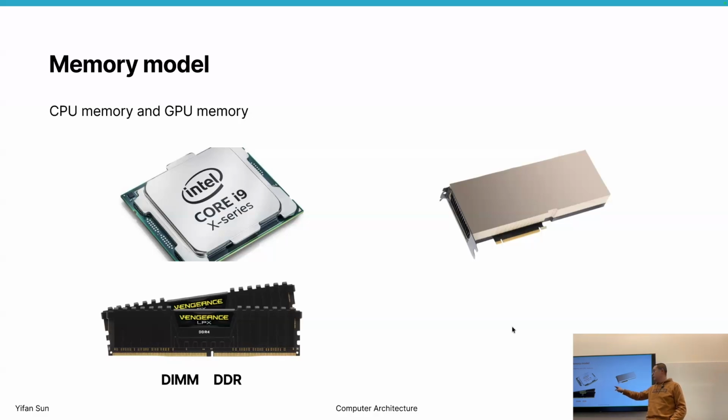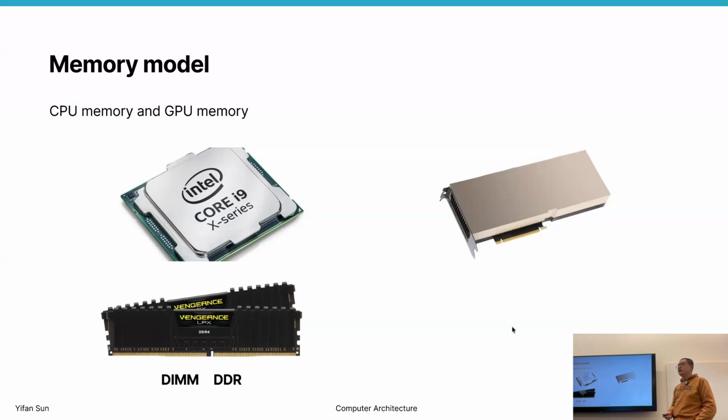DDR stands for double data rate RAM. Okay. RAM is random access memory. So what is double data rate? That means it can perform read and write operations on both the rising edge of the clock and the falling edge of the clock. So it can do 2 actions per clock cycle. Okay, this is DDR. Then DDR is typically used for CPUs.